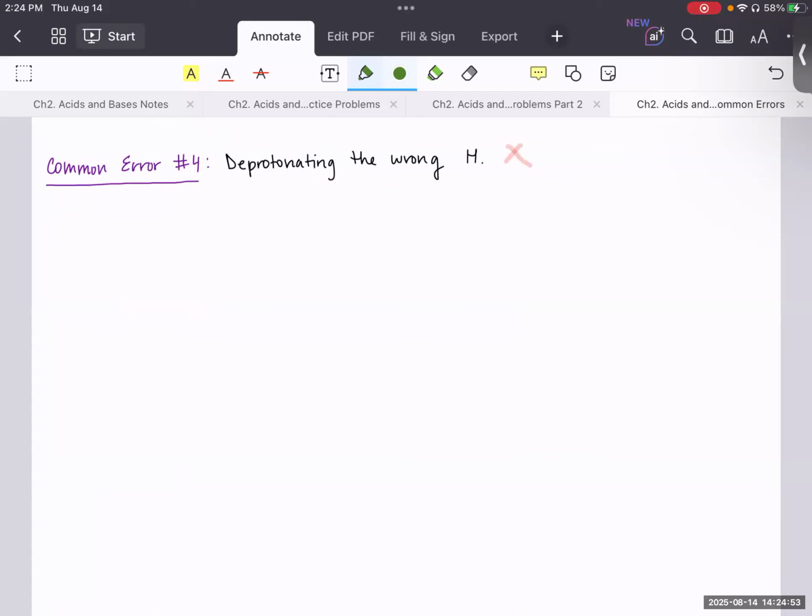All right, the next common one is deprotonating the wrong H. It usually occurs when you have a more complex structure. So let's just draw out a more complicated molecule. I'm just kind of arbitrarily drawing something out here.